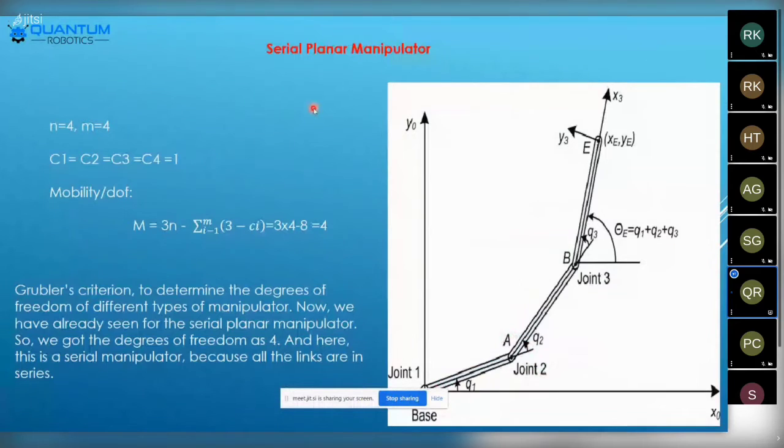Now we have seen here the serial planar manipulator. The serial planar manipulator means the serial condition, in a single axis direction, whatever the length will be, it will move on, and it is giving the particular weight direction at a particular point. And how that particular point is going to be calculated here. This is the serial planar manipulator.